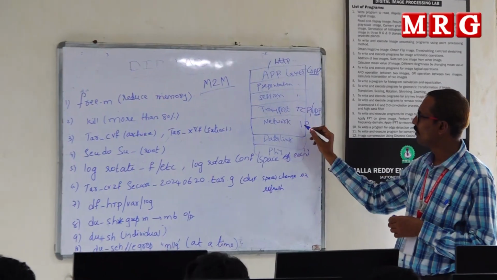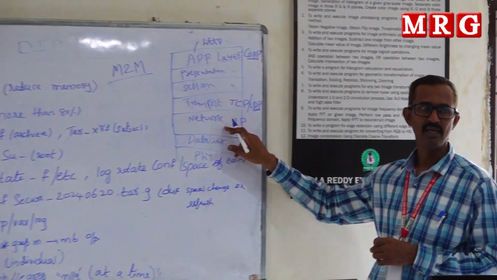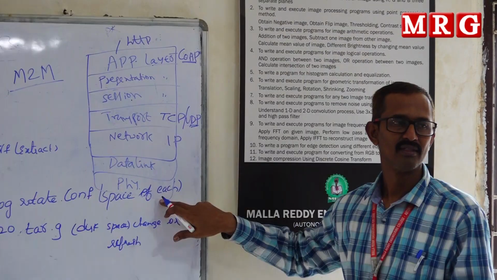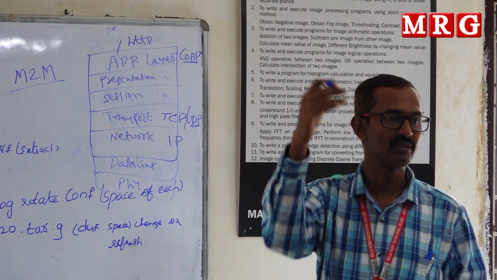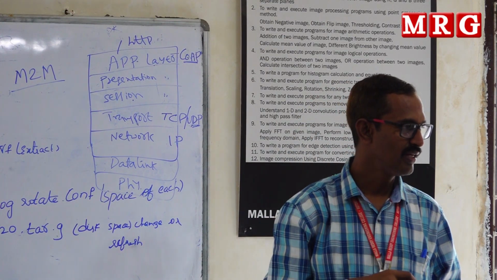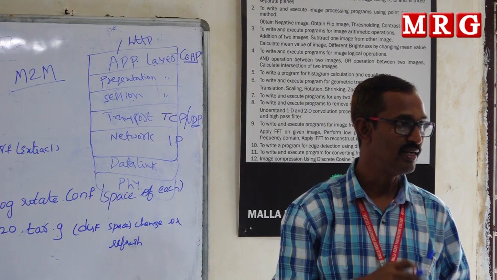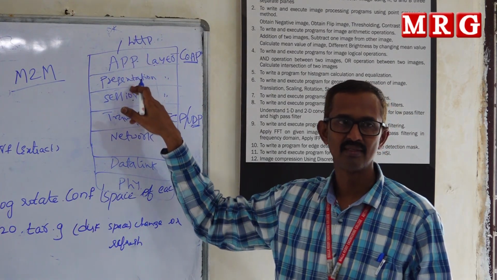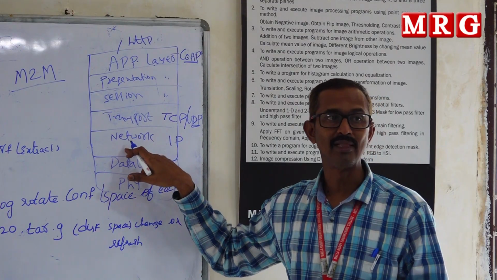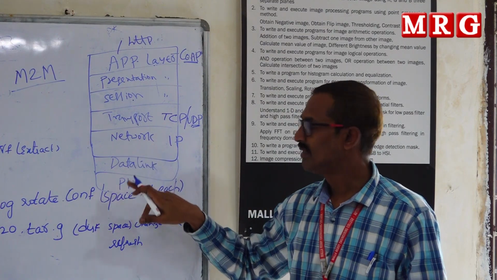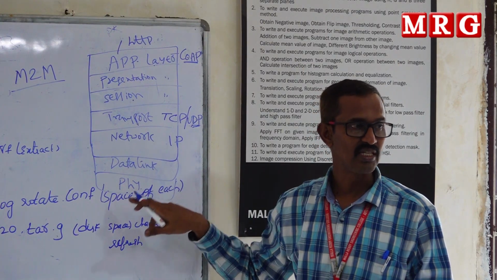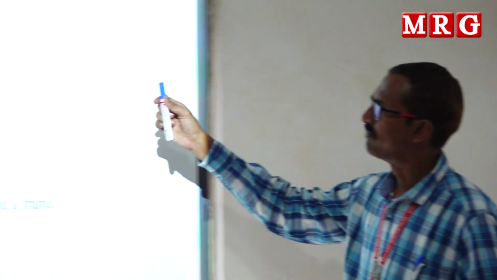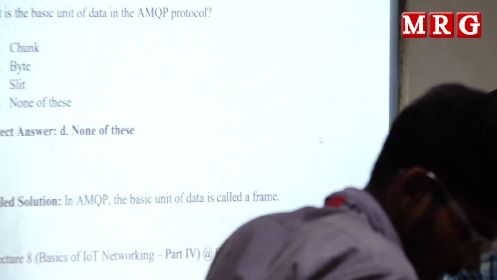Data is called differently in different layers. Application data units we call messages here. In the transport layer we call them segments. In the network layer we call them packets. In the data link layer we call them frames. In the physical layer we call them bits. So the data unit is a frame, but that option is not there here. The answer is none of these.